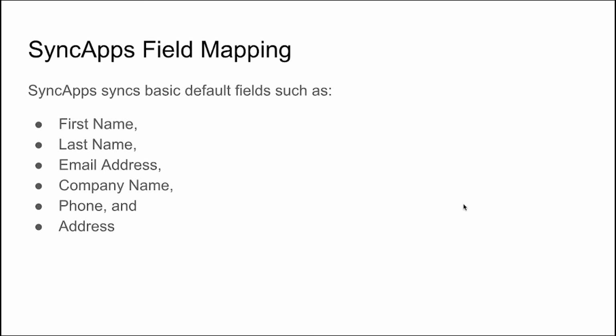Firstly, SyncApps only syncs the basic and pre-mapped default fields such as first name, last name, email address, company name, phone number, and address. So with SyncApps, we only pre-map or sync these basic default fields.